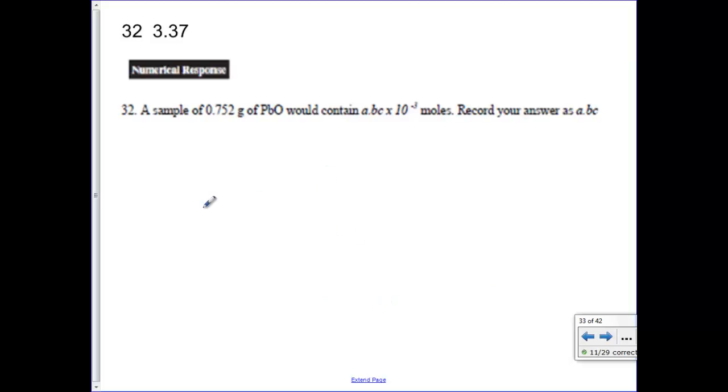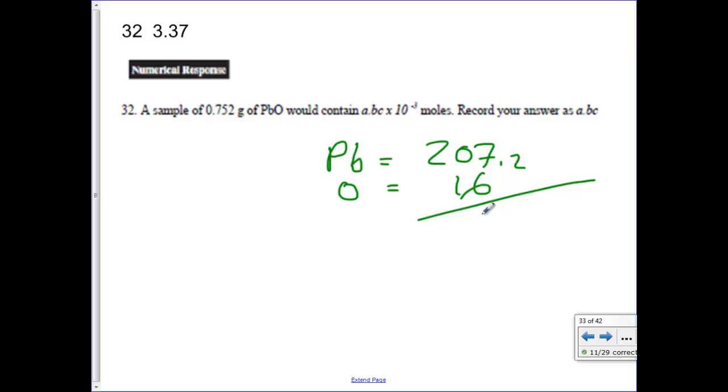Okay, now we need to do mass and molar mass again. So Pb is 207.2. Oxygen is 16. So when you put those together, you get 223.2 grams per mole.